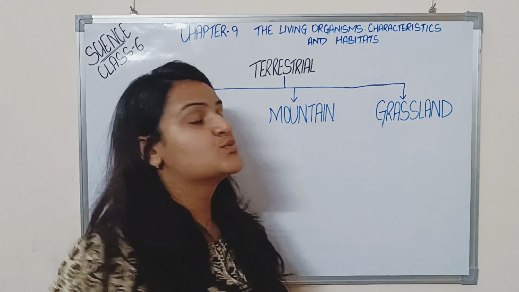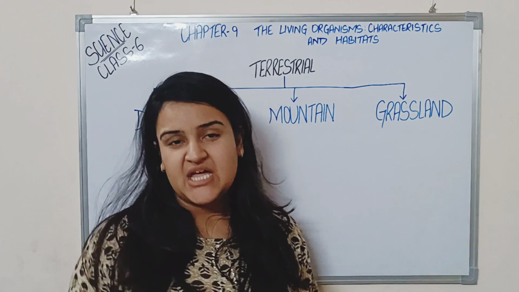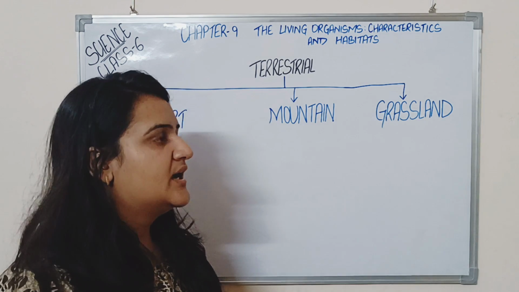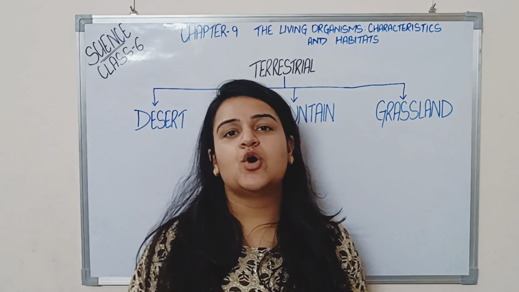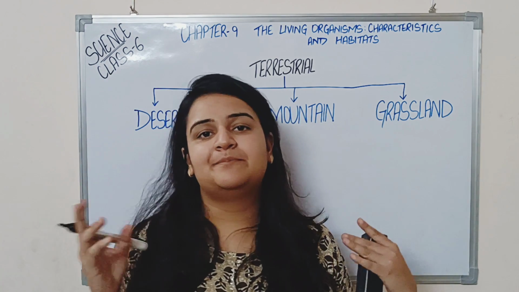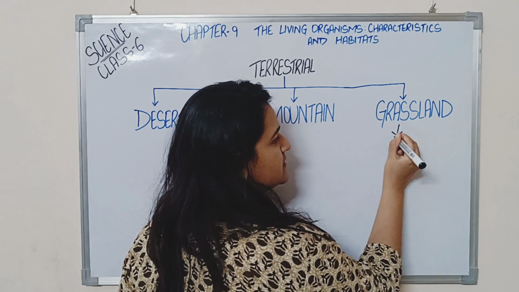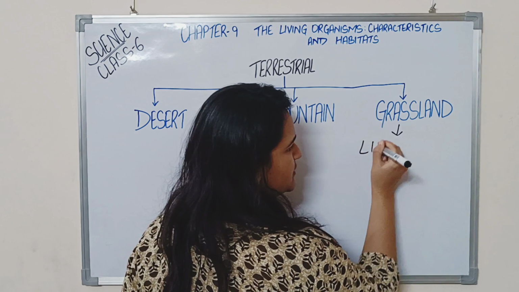Now we are coming on to the next, that is grassland. What kind of animals do you think are present in the grassland? Here we are going to take an example of the predator and the prey. Okay. Now, when you talk about the grassland, there are many animals that come to your mind.